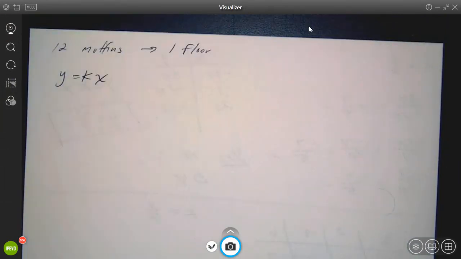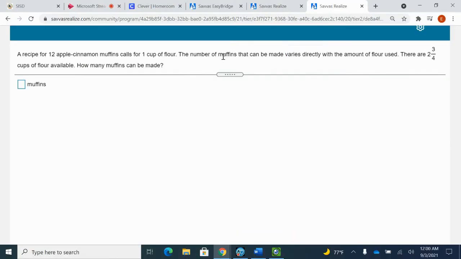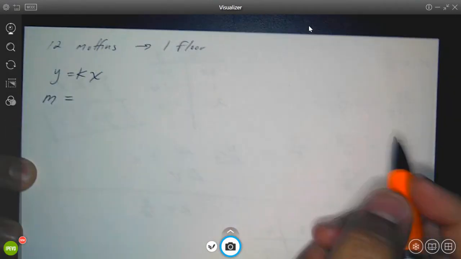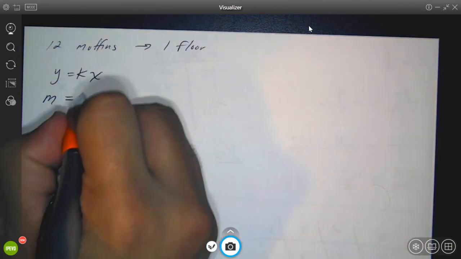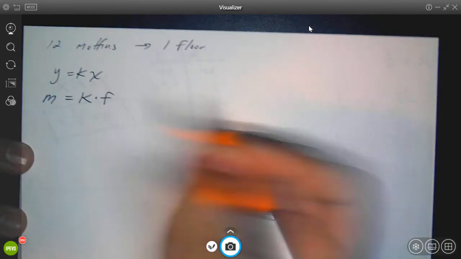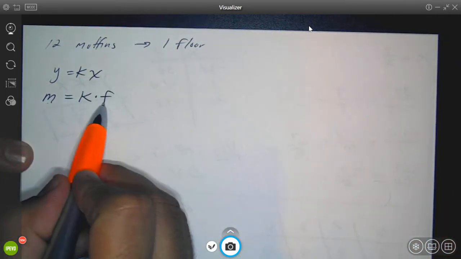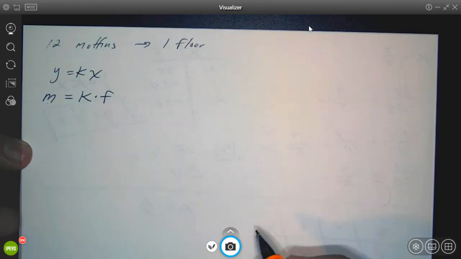So this is what we're given so far: 12 muffins corresponds to 1 cup of flour, and we have a direct variation. It says the muffins vary directly with the amount of flour. If you want to change your variables, you can do this. Muffins varies directly with flour, so you can write this equation. Remember, k is the constant of variation, the coefficient that tells the relationship between the two.